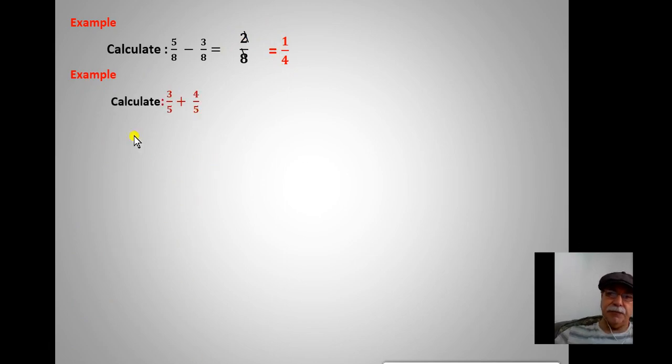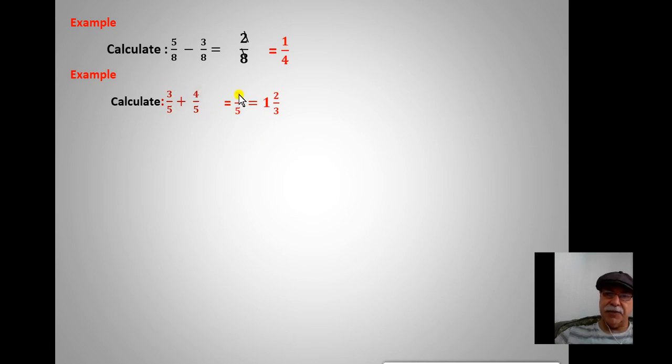Example here: calculate 3 over 5 plus 4 over 5. This is also the same process. You see, the denominator is the same, that's why I just add the numerators. I get 7 over 5.